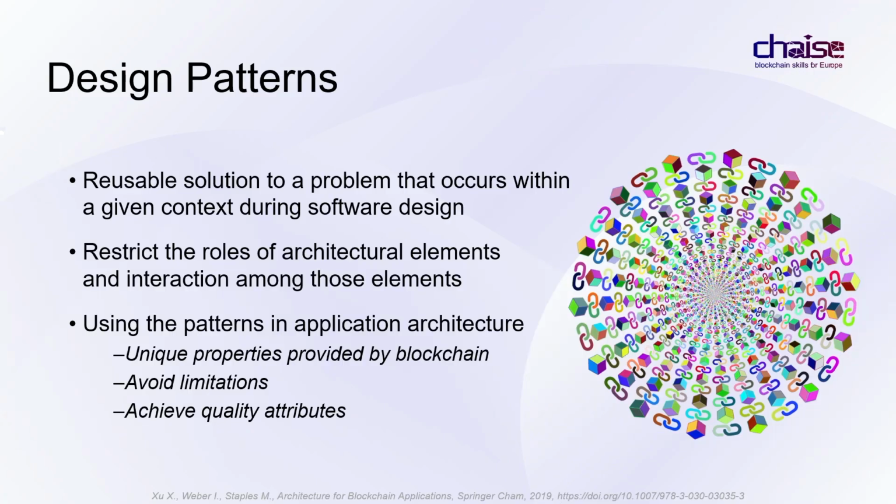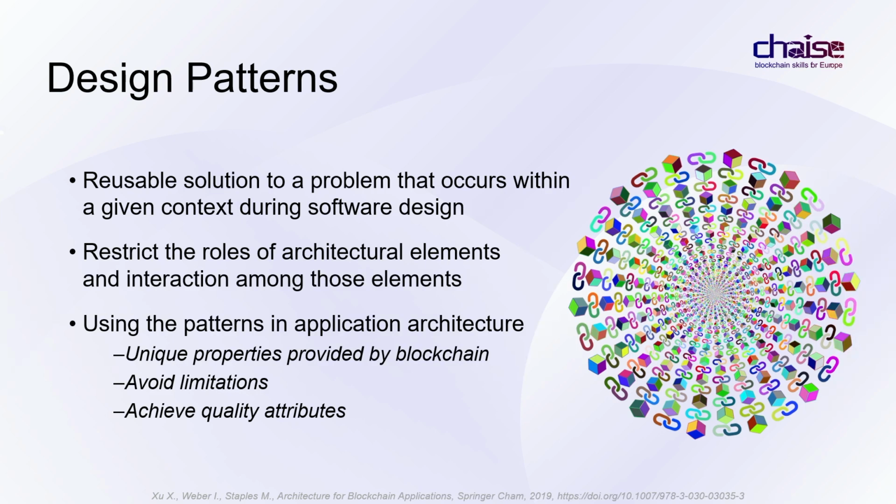In software systems, a design pattern is a reusable solution to a problem that commonly occurs within a given context during software design. It defines constraints that restrict the role of architectural elements and the interaction among those elements. Using a pattern in an application architecture can better align it with the unique properties provided by blockchain, avoid its limitations, and achieve other quality attributes.